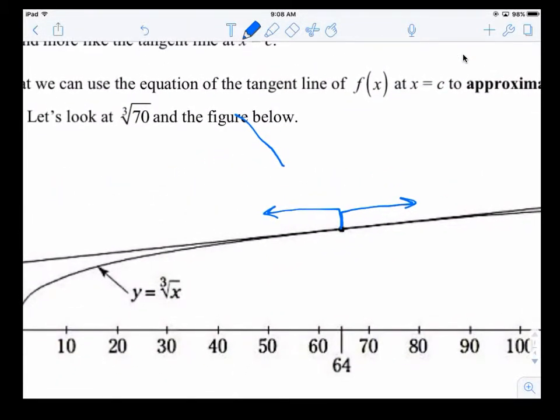All right, so they're going to ask you, okay, figure out the cube root of 70, right? You're going to have to figure out what your function is, which is the cube root of x, and you need to figure out what's called your center. And your center is something that you definitely do know, right? And we're going to write the tangent line at that center and then use the tangent line to come up with that approximation.